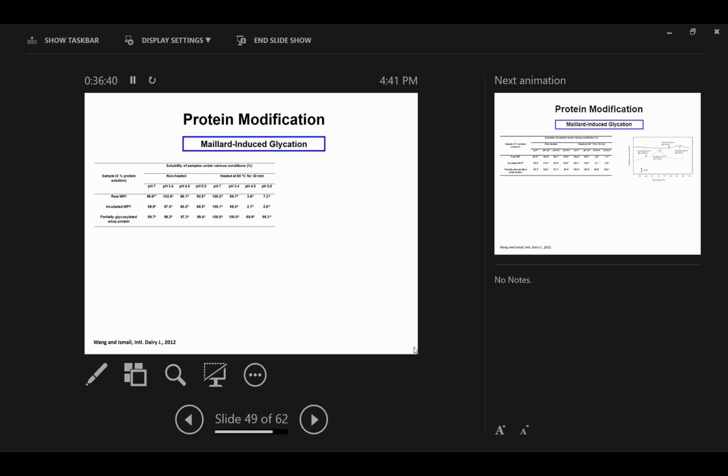Okay, let's look at the glycated one. The glycated one has around 90% solubility or higher around the isoelectric point. That's because the net charge was higher. The isoelectric point shifted to a lower pH.